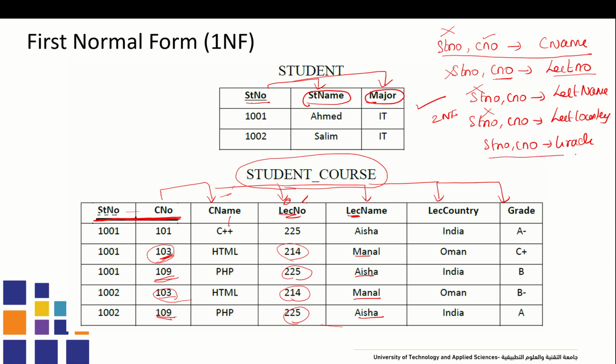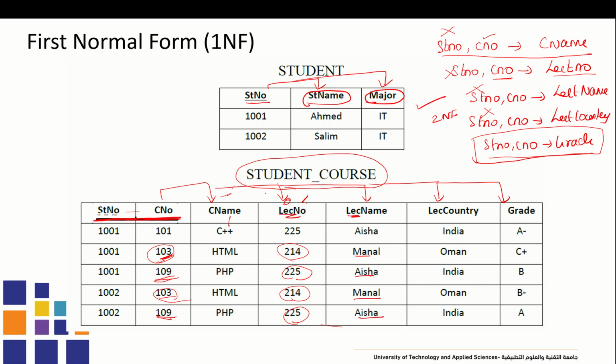But see the last dependency. If I need to know the grade, then I need to know the student number, and then I also need to know the course number. Both are required to determine the grade. So this is fully functionally dependent. I told you what is the condition for second normal form. The table should have fully functionally dependent only. It should not have any partial functional dependencies.